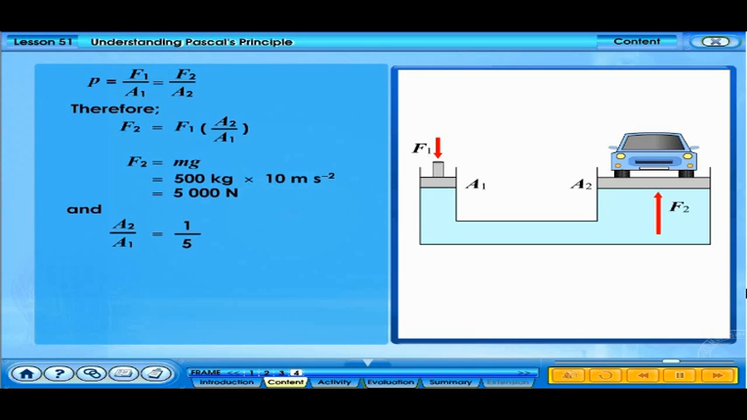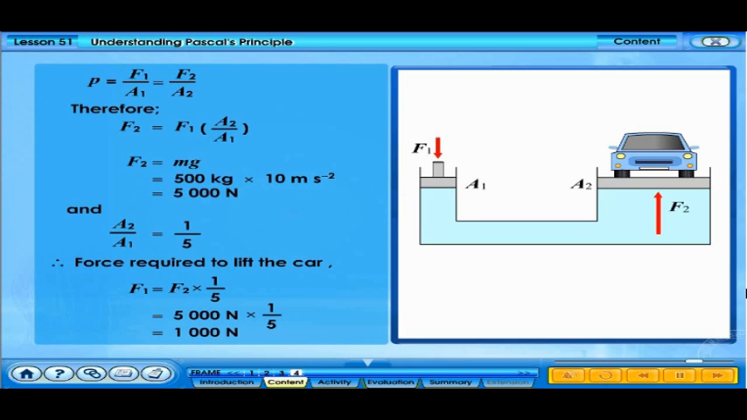F2 equals mg equals 5,000 newtons, and A1 over A2 equals 1 over 5. The force required to lift the car, F1, equals F2 times 1 over 5, equals 1,000 newtons. In this case, an input force of 1,000 newtons produces an output force of 5,000 newtons.